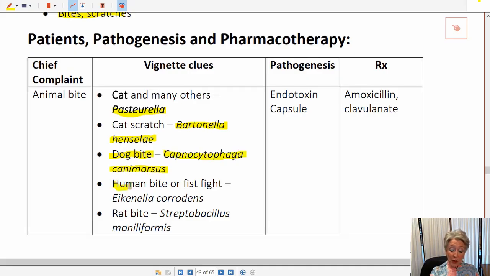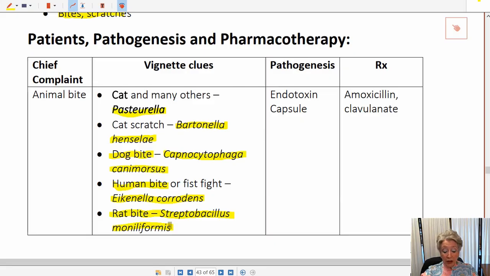And if there has been a human fight or brawl involving biting and fighting with fists, Eikenella corrodens is the normal flora of the mouth that can cause infections of the fist as it hits that normal flora site. Rat bites would be known for Streptobacillus moniliformis.